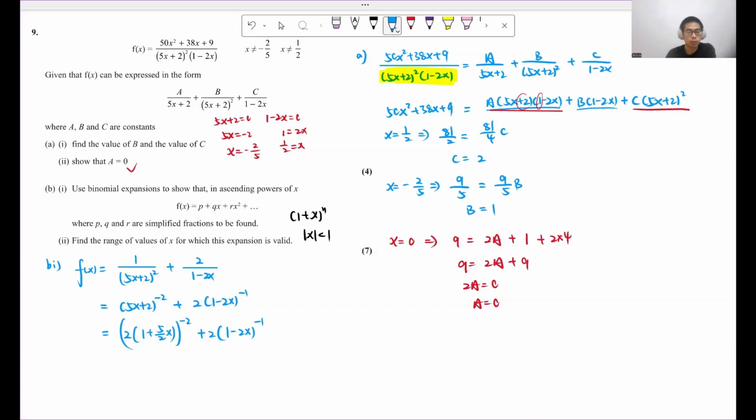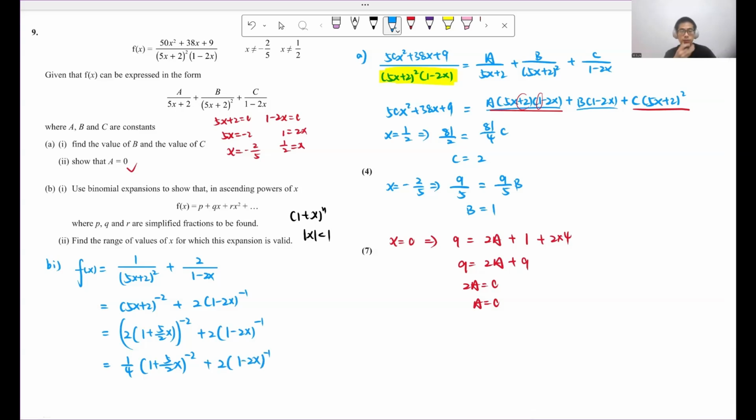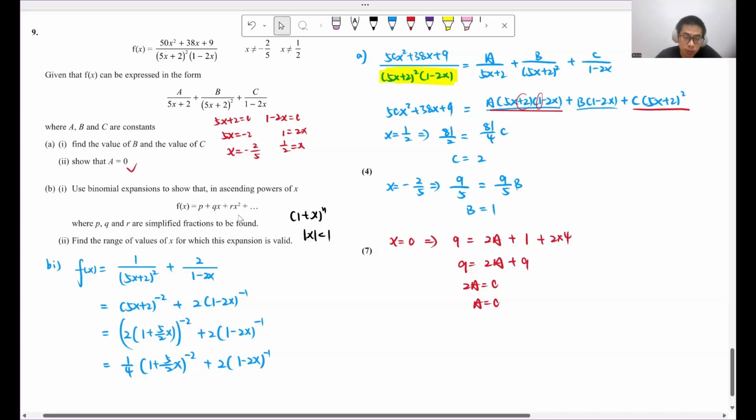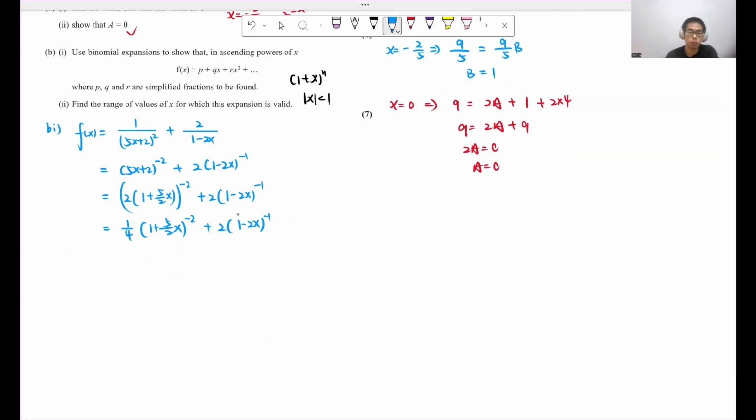So once we have this, we can apply the power to each one of them. So 2 to the power of negative 2 is just equal to 1/4. So that would be 1/4 times (1 + 5/2 x)^(-2), plus 2 times (1 - 2x)^(-1). And because they only want everything up to the x squared term, we don't need to expand that much. We only need to get up to the x squared.